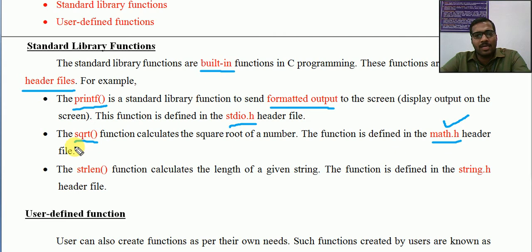So I can directly use this function for finding square root. We won't be calculating the square root. Just call this function, and the square root will be directly available. Now another example is strlen, which we have already discussed. It is used to find the length of a string, and it is defined inside the header file called string.h. So we are already familiar with all these built-in functions.